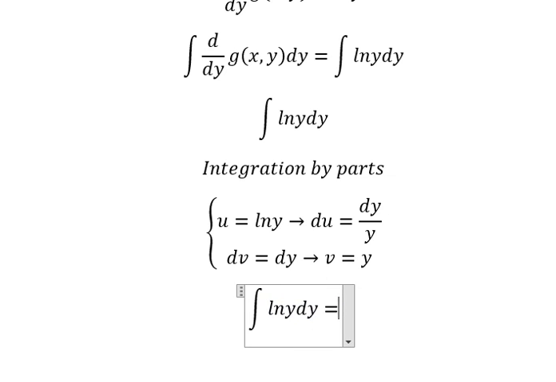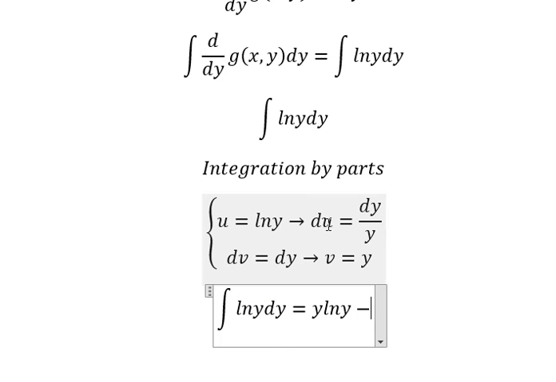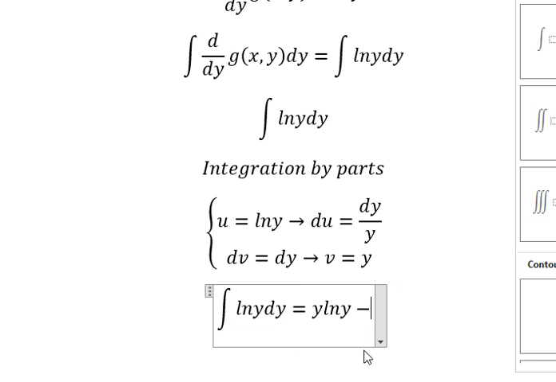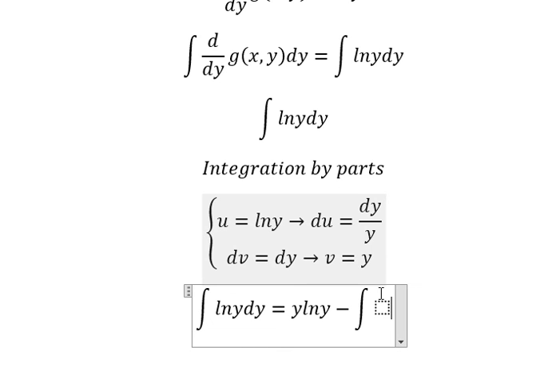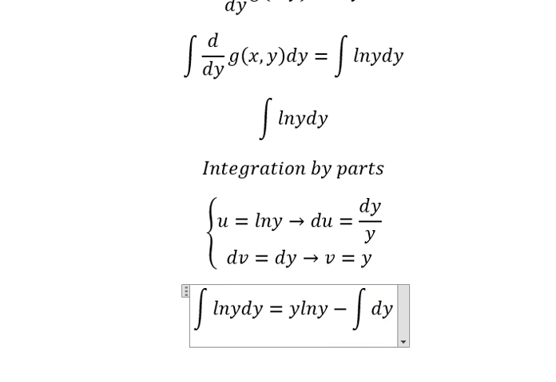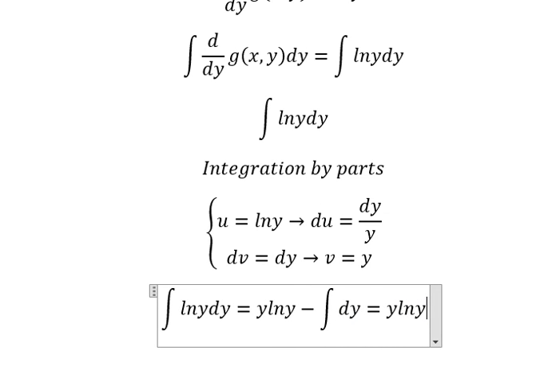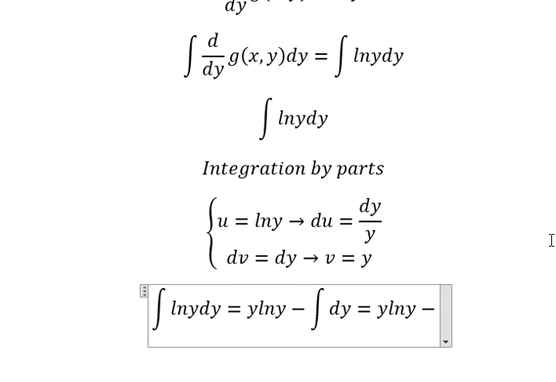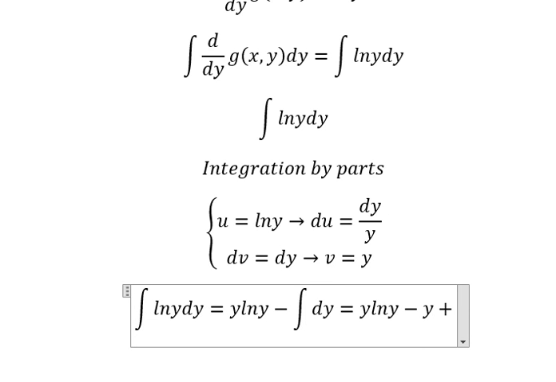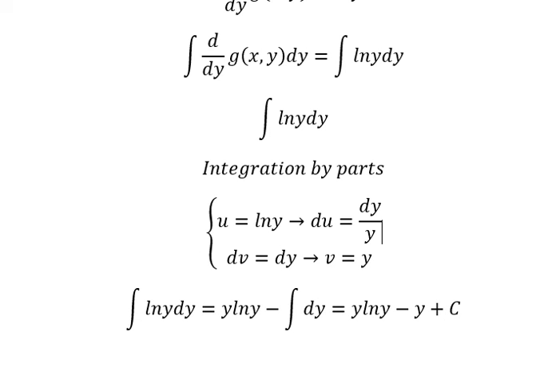So we have u multiplied by v, minus the integration of v multiplied by du, so we have the integration of y divided by y. You got about number 1, so we have dy. The integration of this one, we have y, and I will put c.